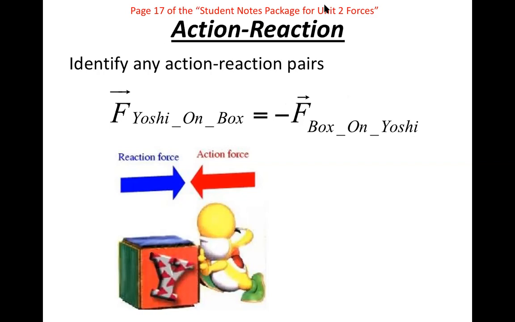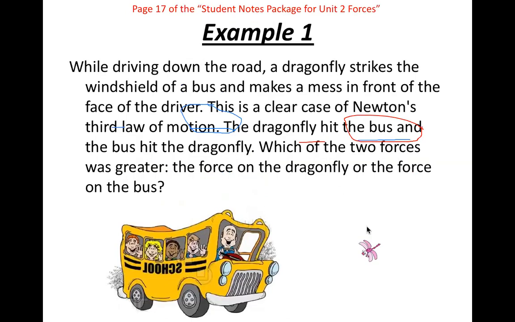And so on the box versus on Yoshi. This action force would have to be on the free body diagram of the box, since the free body diagram includes all the forces that are on that object. The reaction force is on Yoshi, so that would appear on the free body diagram on Yoshi. An action-reaction pair of forces can never appear on the same object or on the same free body diagram.